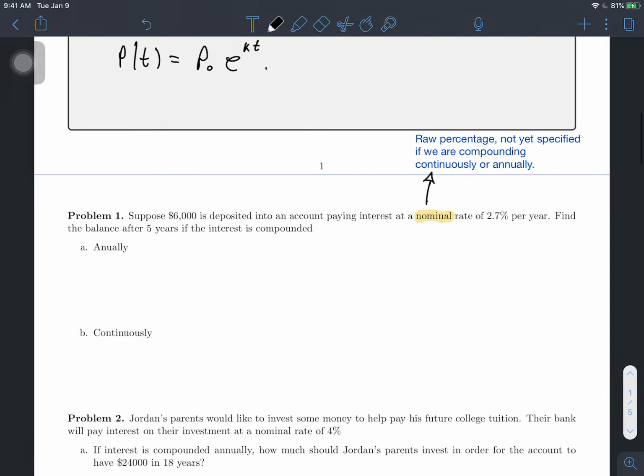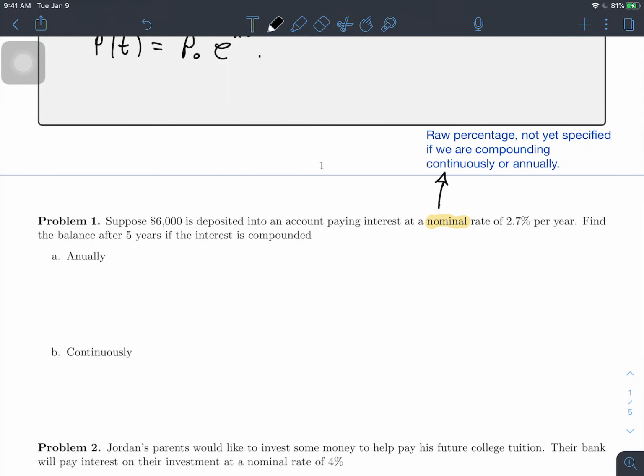Problem 1 asks us, suppose $6,000 is deposited into an account paying interest at a nominal rate of 2.7%. Should really just say 2.7%. Find the balance after 5 years if the interest is compounded annually versus compounded continuously.